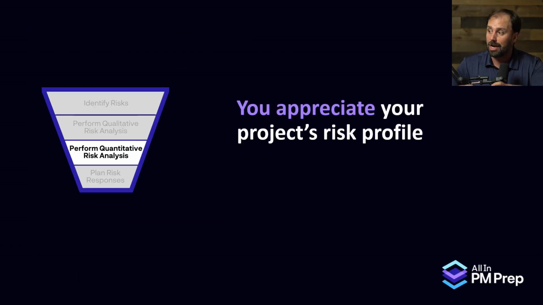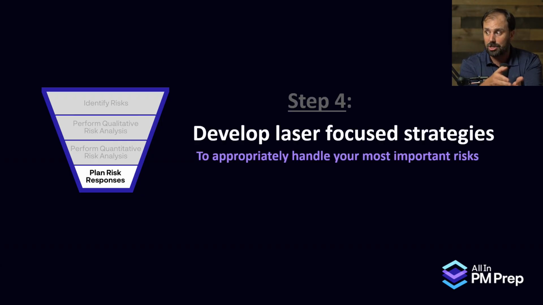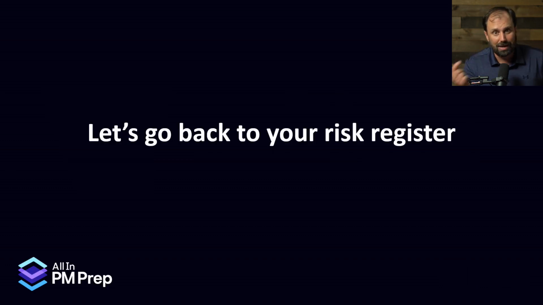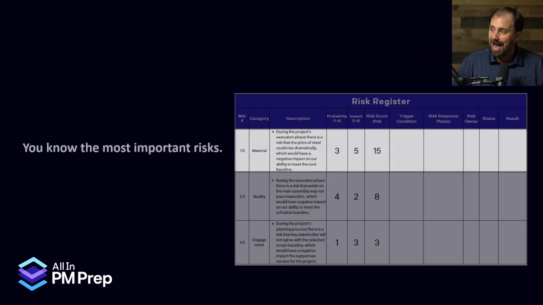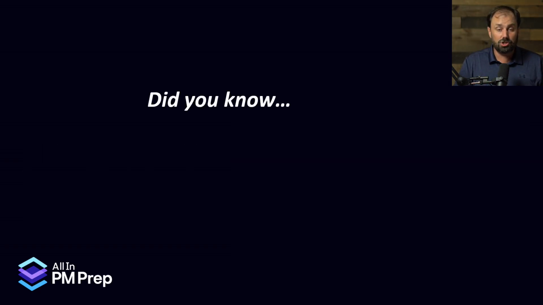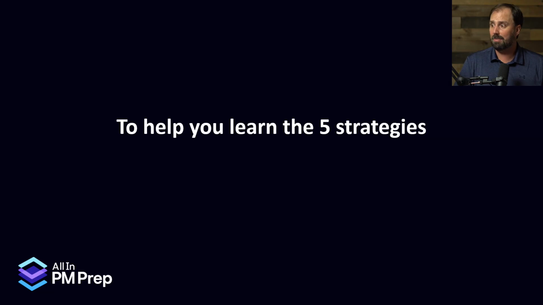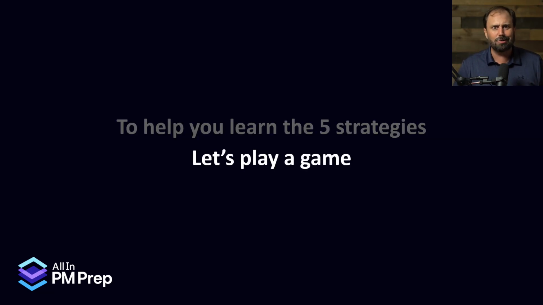So now that we appreciate our project's risk profile, what it looks like, in a lot more depth, what do we do? Now we jump into developing risk response plans. These are laser-focused strategies to appropriately handle our most important risks. Let's go back to that register that we were developing, okay? We had that one at the top, the most important risk in our little register. Now we've got to develop what strategy would work here. So, did you know that there are different strategies? In fact, there are 5 different normal type strategies that you could use for risk. Let me explain them. To help you learn these strategies, we're going to play a little game, all right?